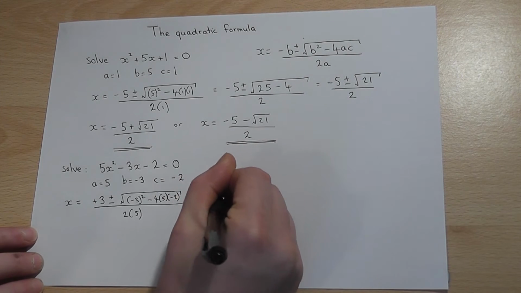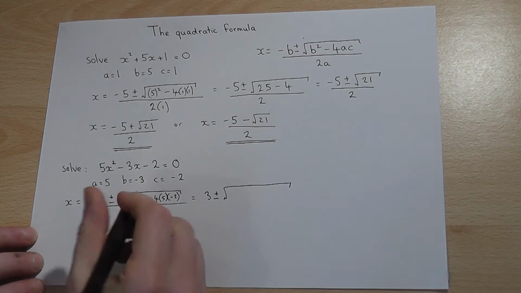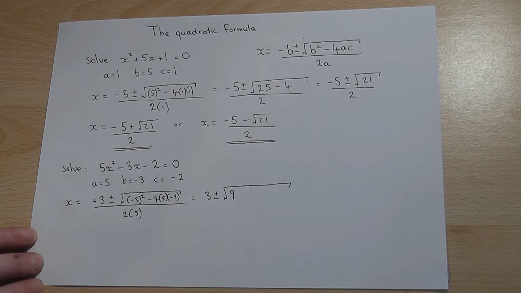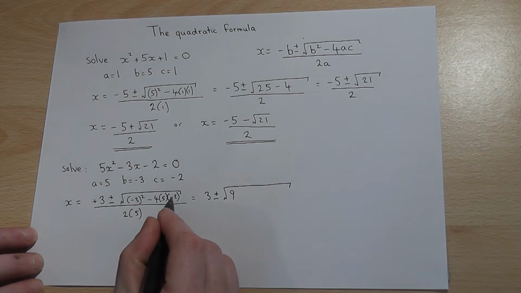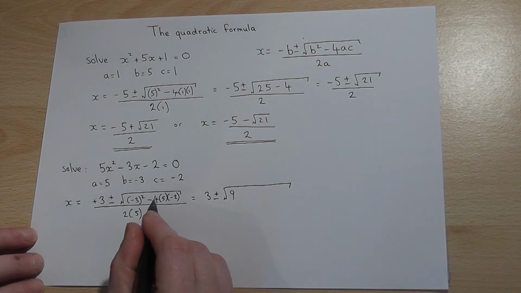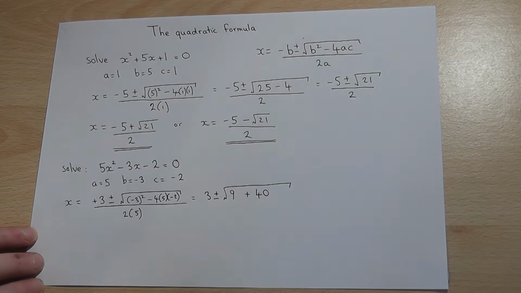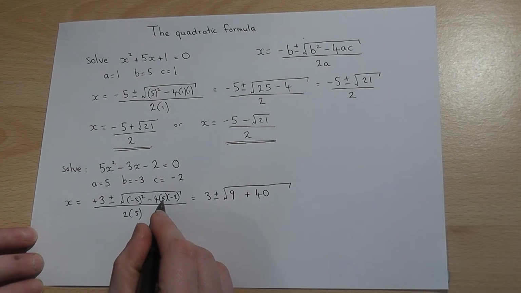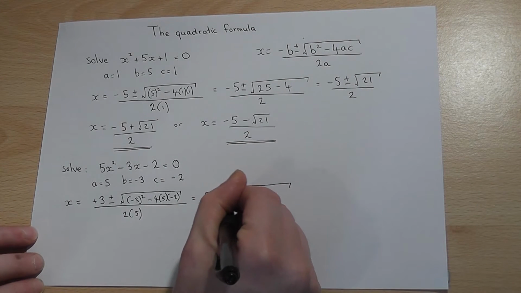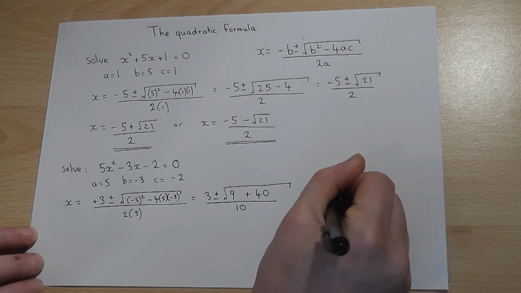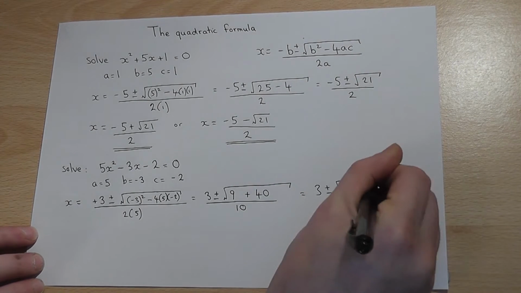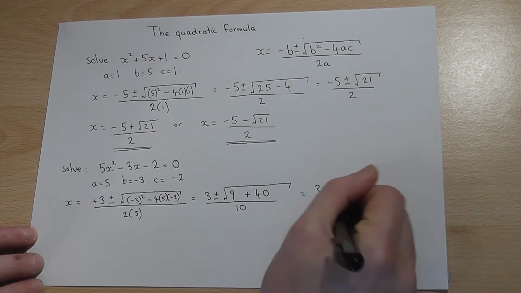Now then, minus 3 squared goes to plus 9. Now 4 times 5 is 20. 20 times minus 2 is minus 40, but another negative there goes to plus 40. All over 10, which equals 3, plus or minus the square root of 49, all divided by 10.